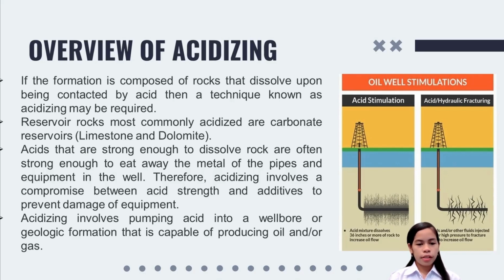Acidizing involves pumping acid into a wellbore or geologic formation that is capable of producing oil and or gas. Acidizing operation basically consists of pumping from 50 to 1,000 gallons of acid down the well. The acid travels down the tubing, enters the perforation, and contacts the formation.